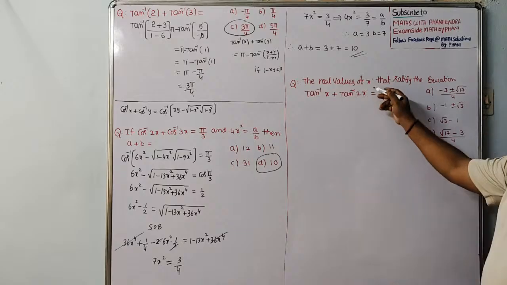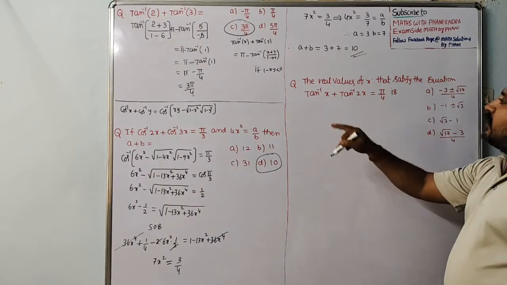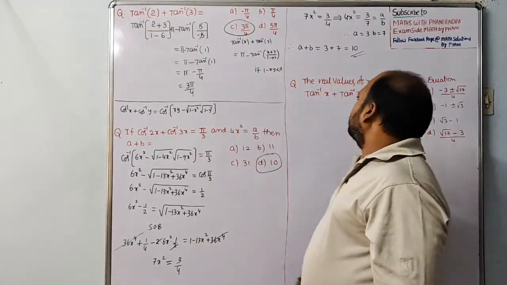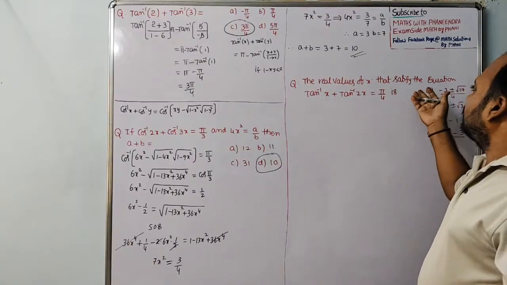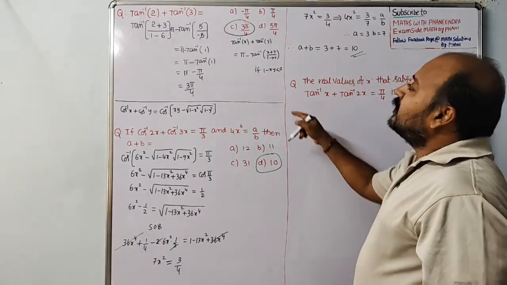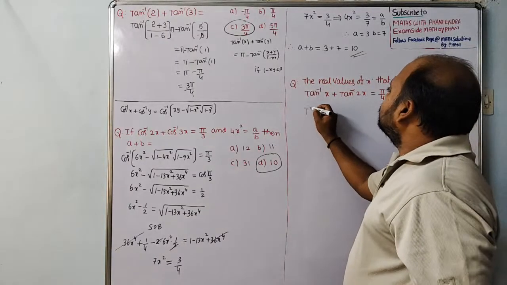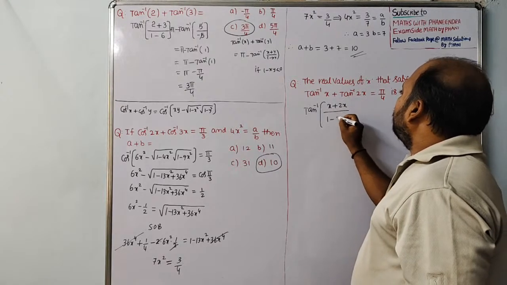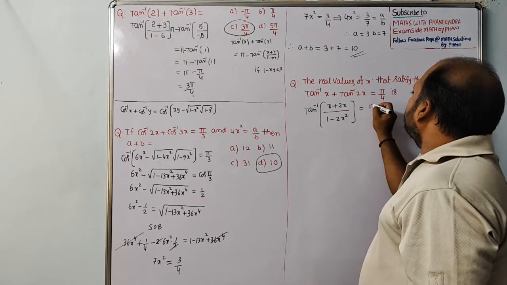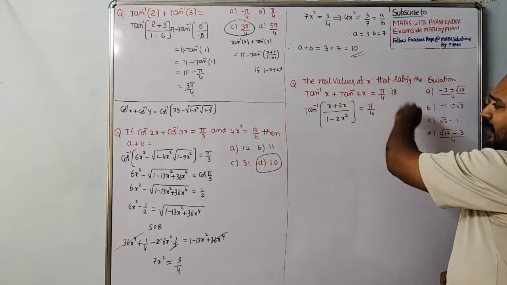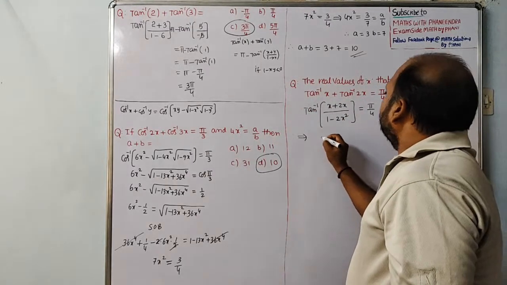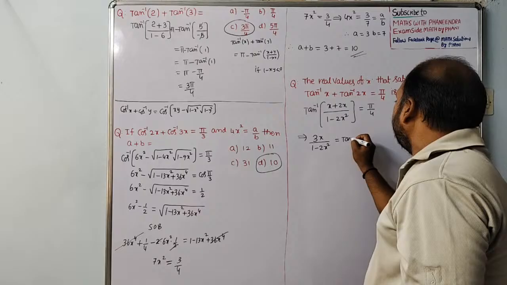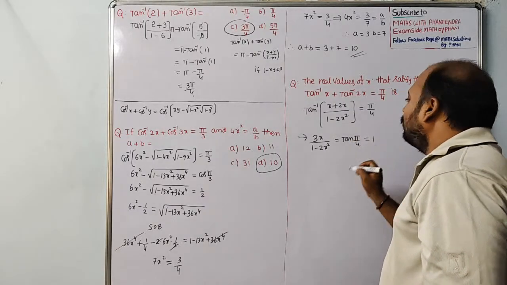The real values of x that satisfy the equation tan inverse x plus tan inverse 2x equal to pi by 4. We know the formula for tan inverse x plus tan inverse y. Here we cannot decide whether it is positive or not, but real values means x is greater than 0 only. So 1 minus xy is obviously greater than 0. So you can apply the formula: tan inverse of (x plus 2x) divided by (1 minus 2x square) is equal to pi by 4. Tan inverse, bring this side. So x plus x is 3x by 1 minus 2x square equal to tan pi by 4. So tan pi by 4 value is 1 only, no?